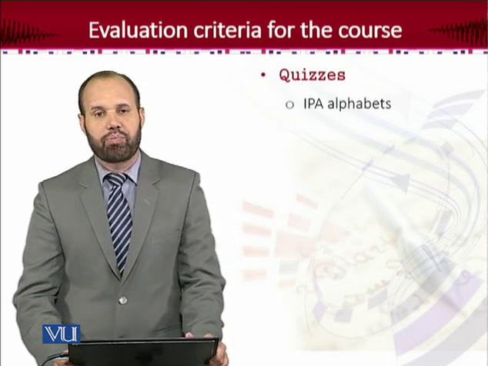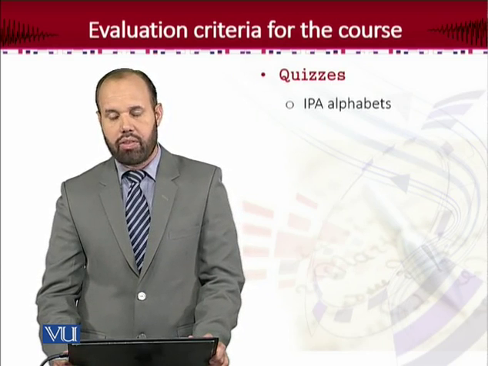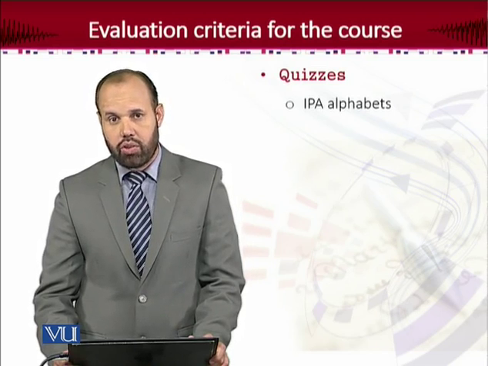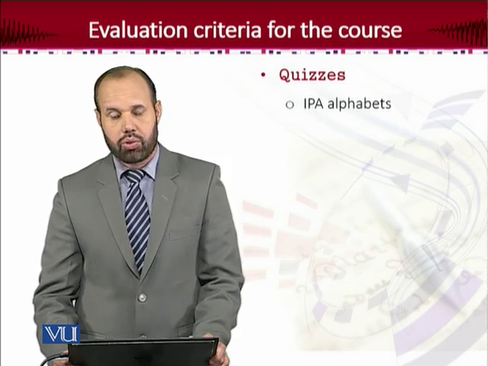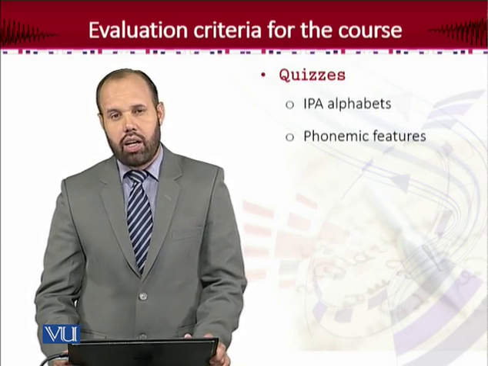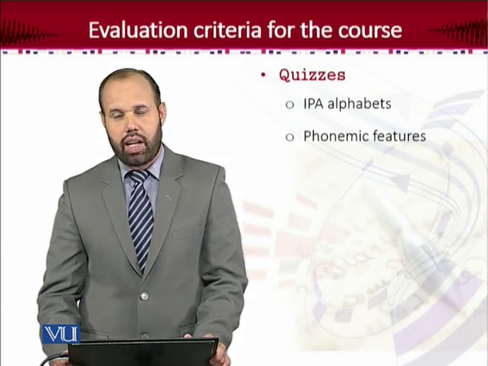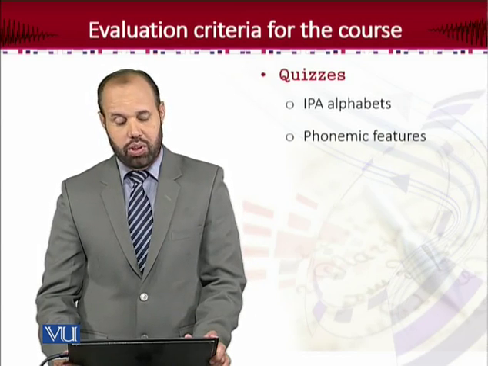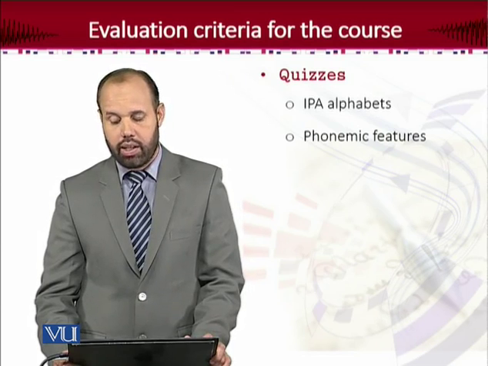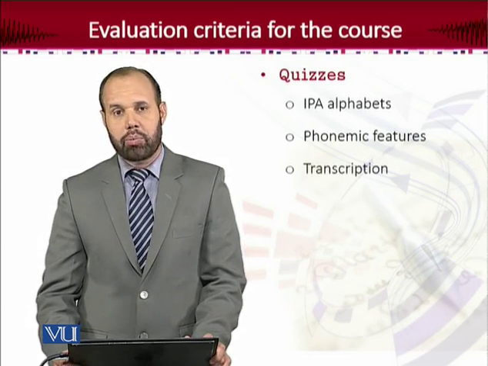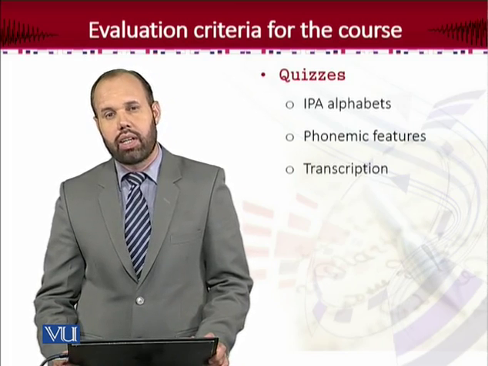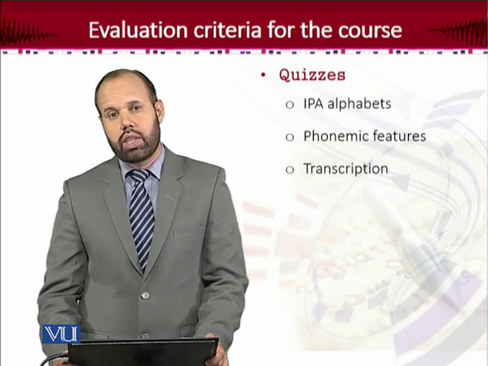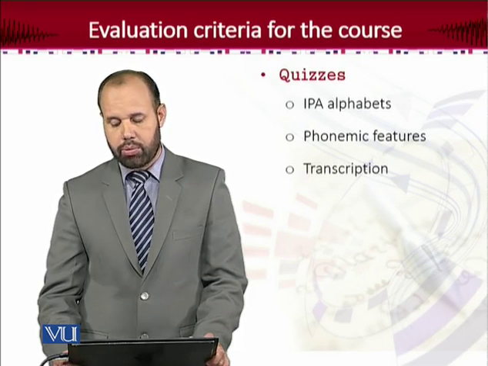For quizzes, some of the quizzes may be given from IPA alphabets, since one of the objectives is to let you understand IPA alphabets. So there would be some quizzes from IPA, International Phonetic Association alphabets. And then some of the phonemic features, like in terms of voicing or aspiration. So there would be some phonemic features also covered in IPA in these quizzes. And then transcription, both types would be involved: detailed transcription, which is narrow transcription, and also broad transcription.